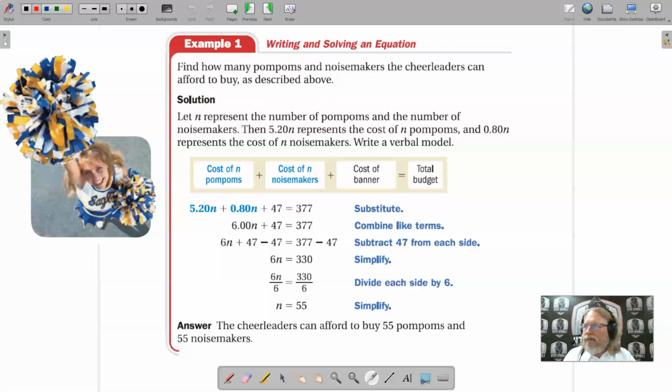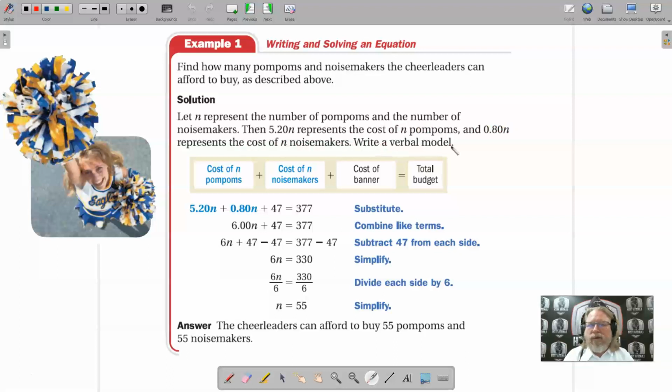We're going to let n stand for number, because we're looking for the number of pom-poms and the number of noisemakers. So n seems like a pretty good variable to use for that. So let n represent the number of pom-poms and the number of noisemakers. That means that $5.20 times the number of pom-poms is going to represent the cost of the pom-poms. And 80 cents times n is going to represent the cost of the noisemakers.